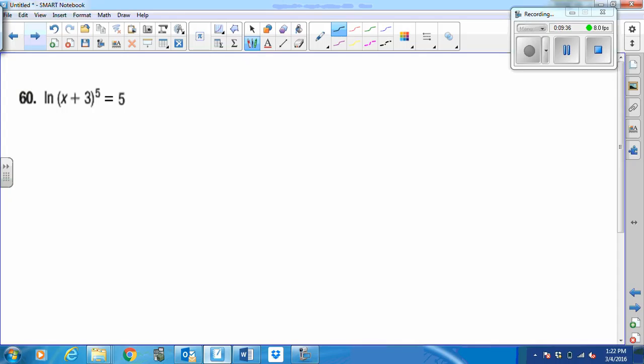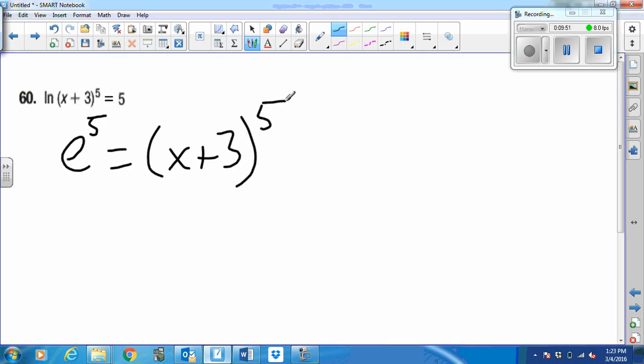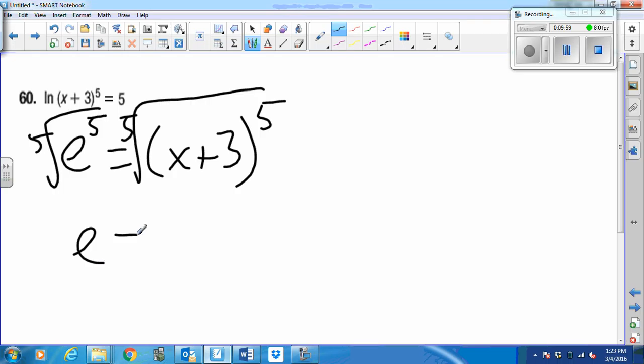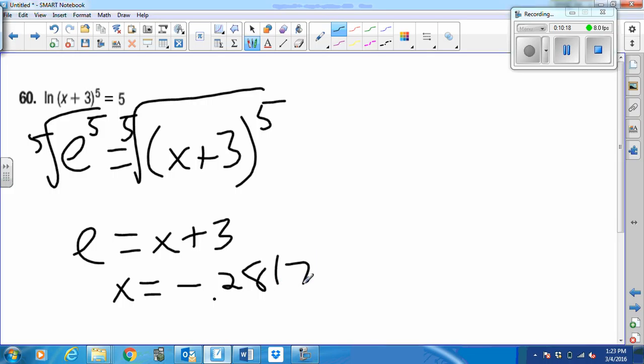Natural log of (x plus 3) raised to the 5th equals 5. I'm just going to change this immediately into exponential form. My base is e, my exponent is 5, and I get that e to the 5 is equal to (x plus 3) to the 5th. So if I take the 5th root of both sides, I basically get e equals x plus 3. Now e is a weird number, and so in my calculator, I do second divide, so it pulls up e, and I want to subtract 3 from e. I actually get that x is equal to negative 0.2817.